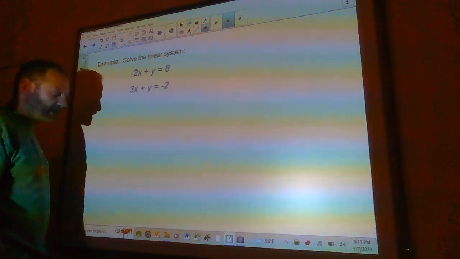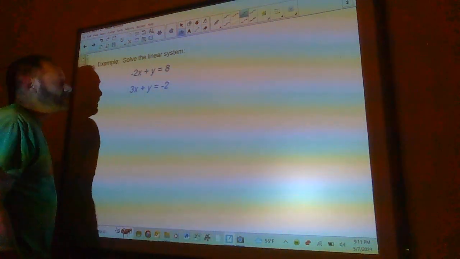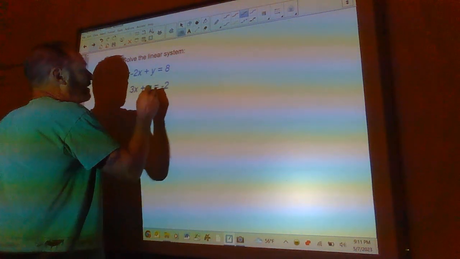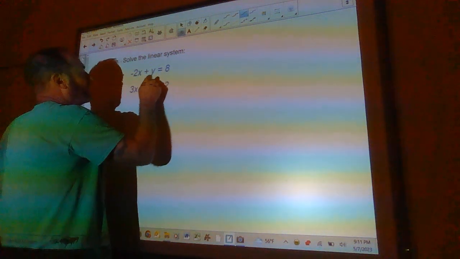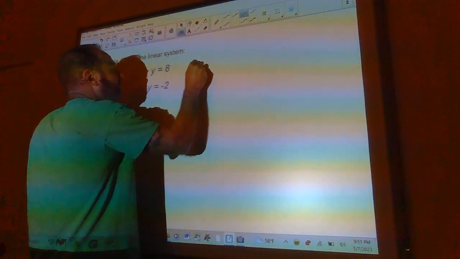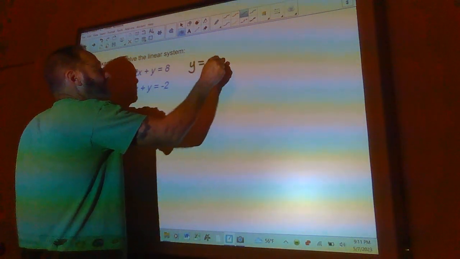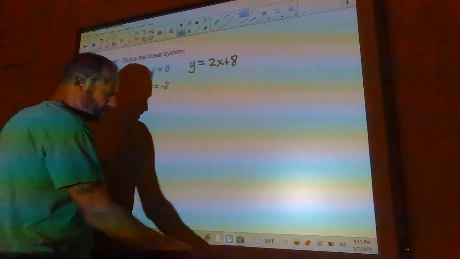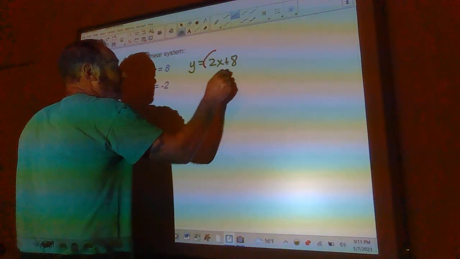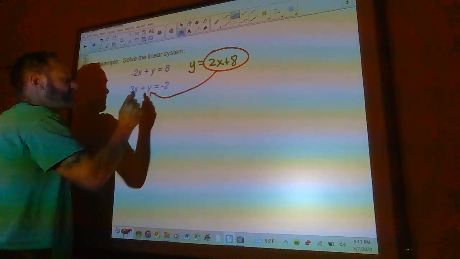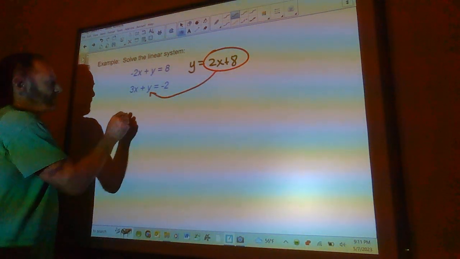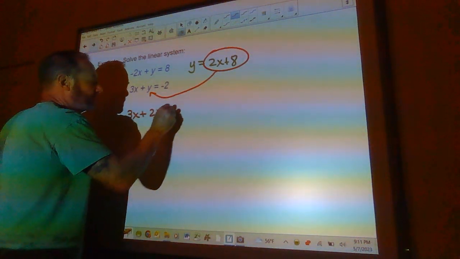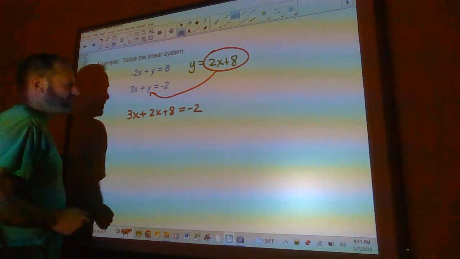So we'll do this one here. Let's take this first equation and do the first step. We're going to solve for one of the variables. We're going to solve for y because y is already by itself. So that would be y equals 2x plus 8. Now we can take that 2x plus 8 and substitute it into the second equation. So we get 3x plus y, but y is 2x plus 8, and that equals negative 2.